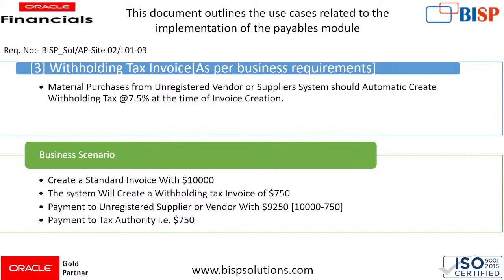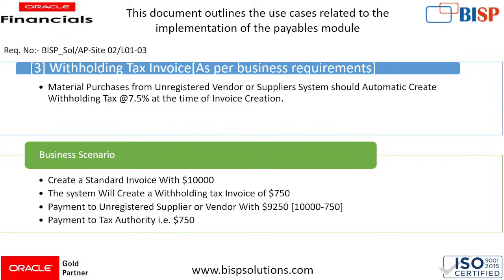We will define that material purchased from an unregistered vendor or supplier should automatically create withholding tax of 7.5% at the time of invoice creation. That is the business requirement, right? So while purchasing material from an unregistered vendor or supplier, the system should automatically create the withholding tax invoice, right? With a 7.5% percentage at the time of invoice creation. The condition is at the time of invoice creation.